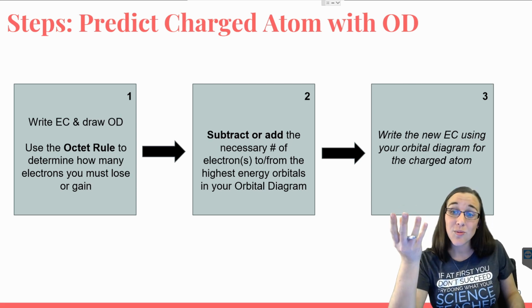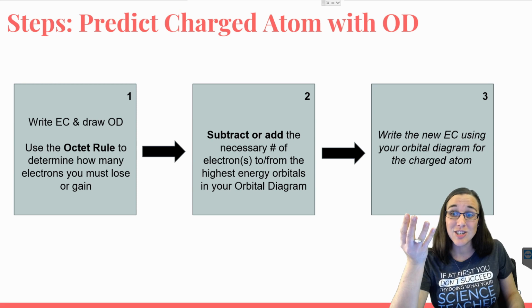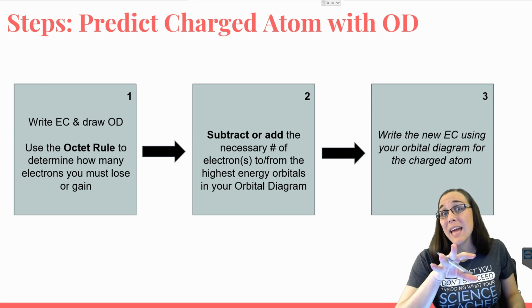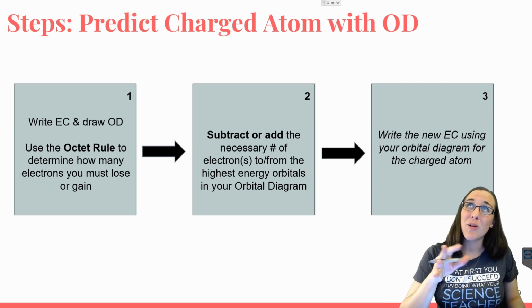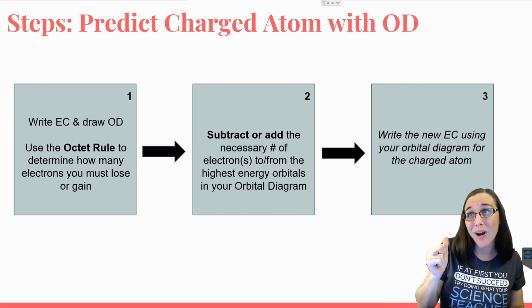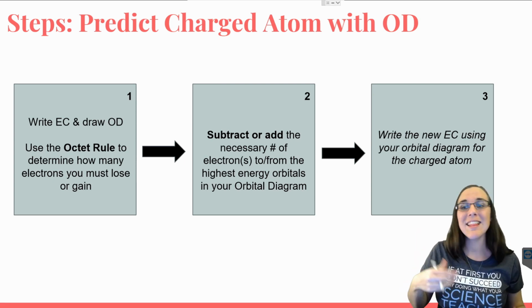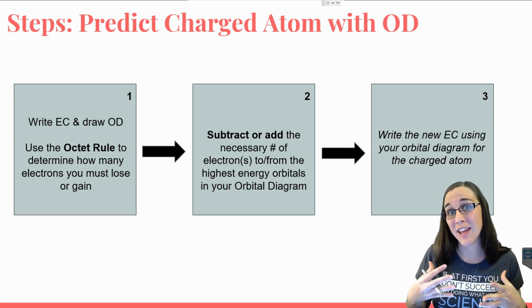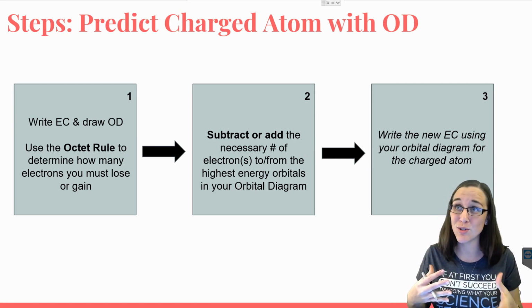Then you're going to write the new electron configuration using your orbital diagram for the charged atom. So this is where an orbital diagram is really helpful, because you can see, well, how many electrons do I need to boot out, or how many do I need to add in? And then you have a completely new electron configuration for a charged atom as opposed to a neutral atom.